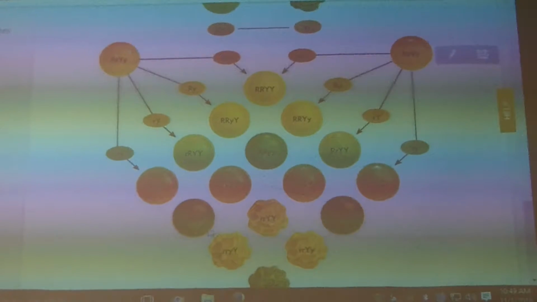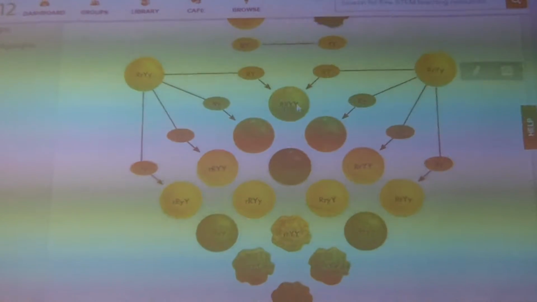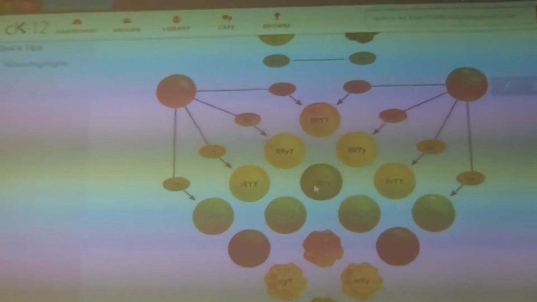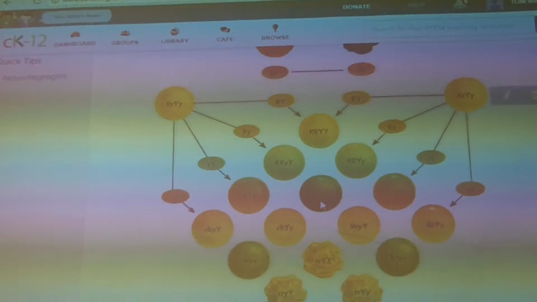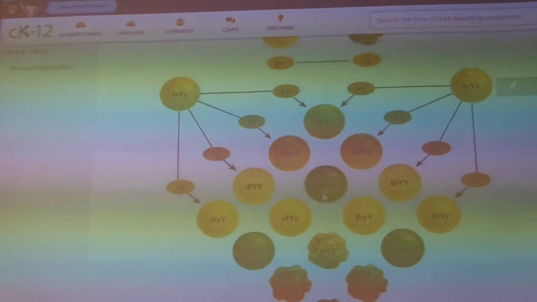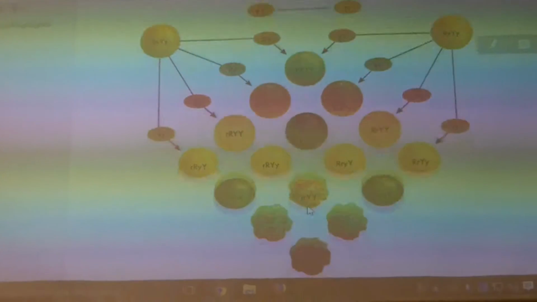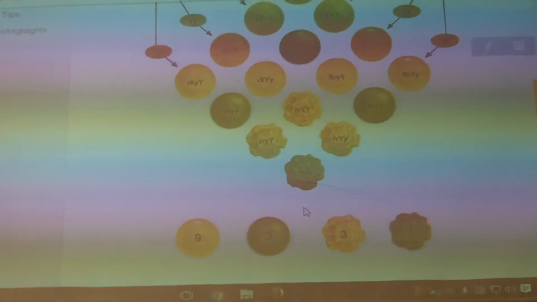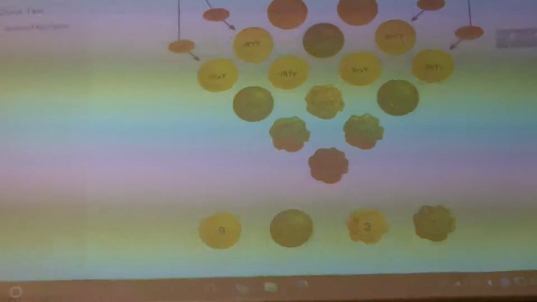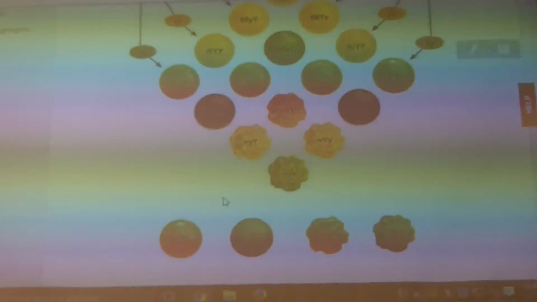And there's a lot of different combinations. You can have round yellow seeds. You can have round green seeds. You can have yellow wrinkled seeds. You can have green wrinkled seeds. There's different combinations here if you're considering two genes.